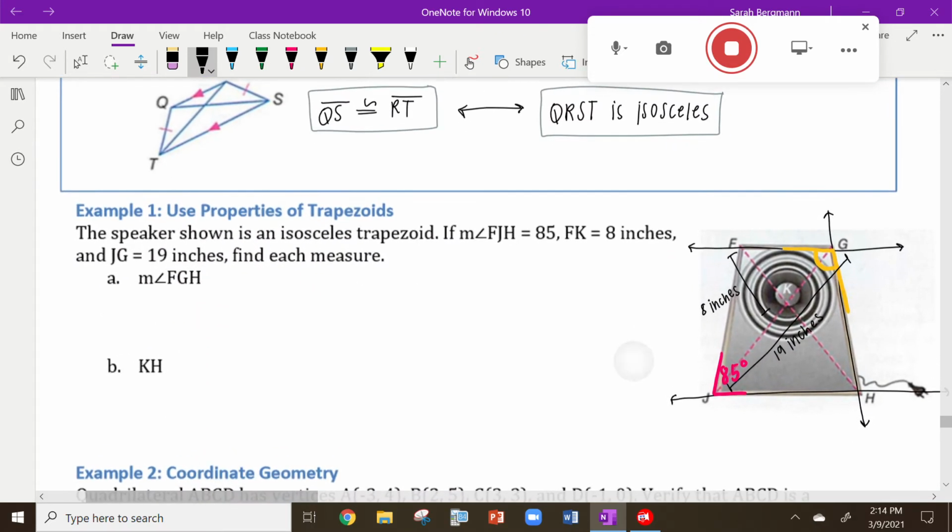Let's do an example together. It says the trapezoid shown is an isosceles trapezoid. If the measure of angle FJH equals 85, FK equals 8 inches, and JG equals 19 inches, find each measure. First, find the measure of angle FGH. For this, we know that it's an isosceles trapezoid, so I know the angle that I'm looking for, FGH, is congruent to this angle, GFJ.